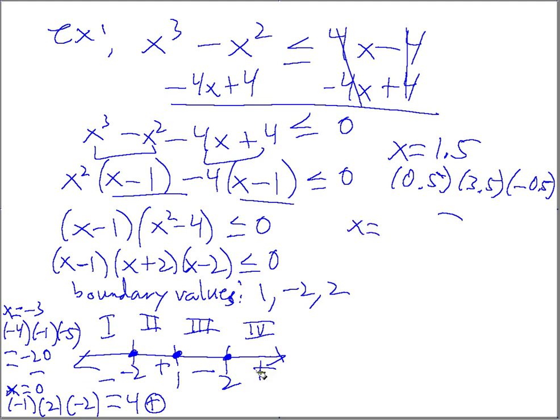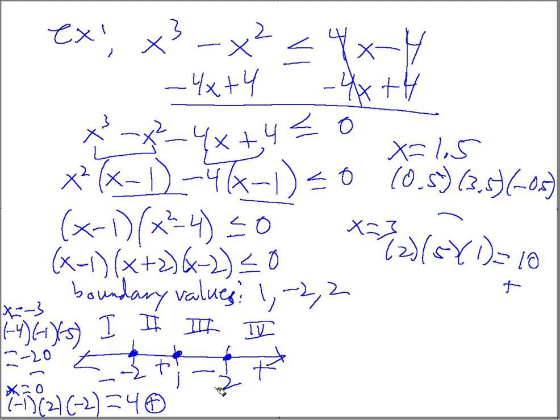Let's test over the fourth region. Again, what's a number bigger than 2? How about 3? All right. If I pick 3, what do I get in this product? 3 minus 1 is what? 2. What's 3 plus 2? 5. And what about 3 minus 2? 1. Again, that's 10, which is positive. So plus, as we suspected.